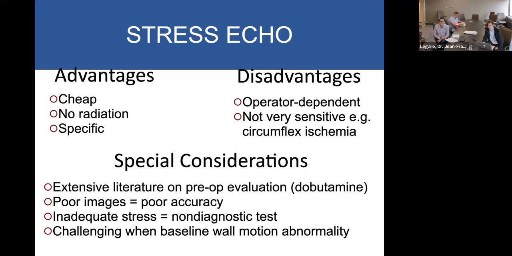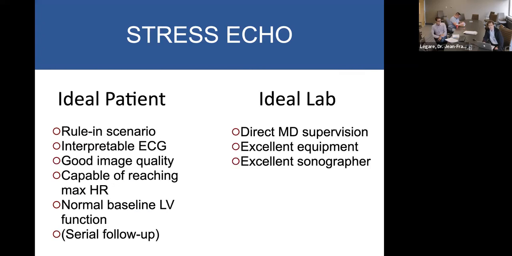It's cheap. It's not dependent upon repeated doses of radiation. It's quite specific, but it has some disadvantages, including insensitivity to posterior circulation ischemia. If you have a non-diagnostic stress, it becomes a non-diagnostic test. So make sure that you achieve the goal. Ideally, you'd have a rule-in scenario because it's a fairly specific test, etc.